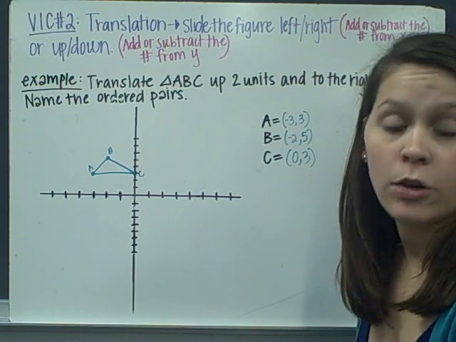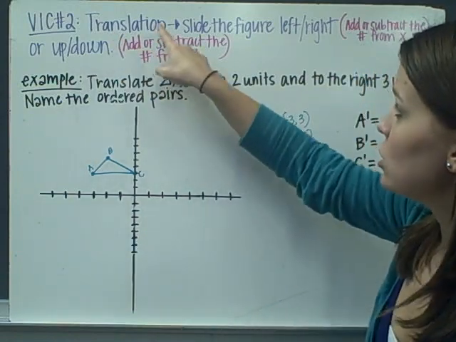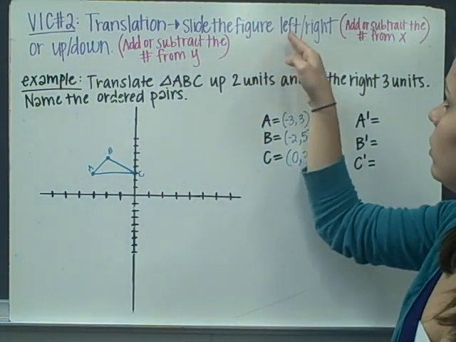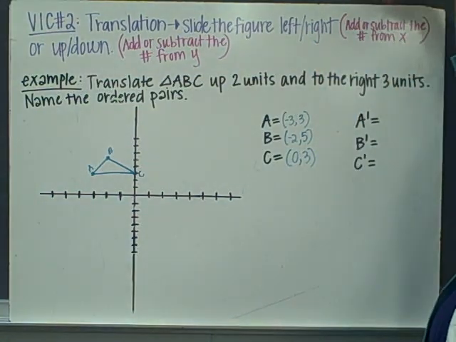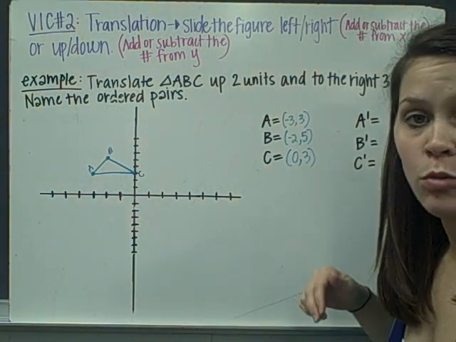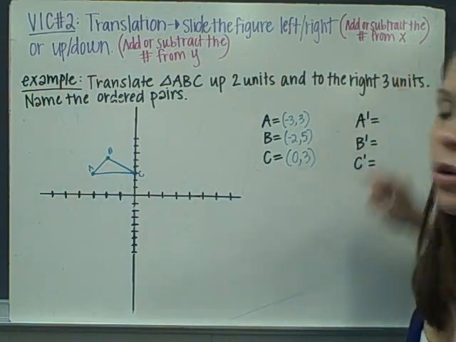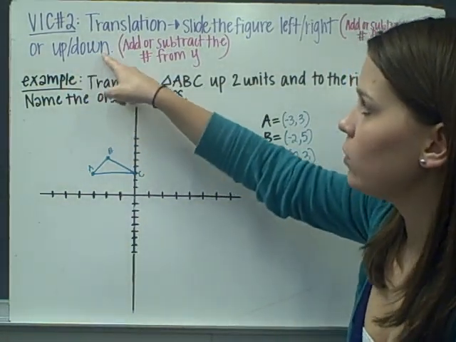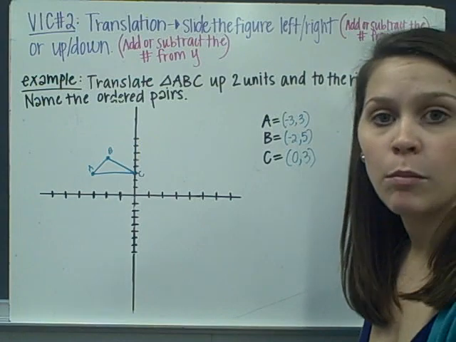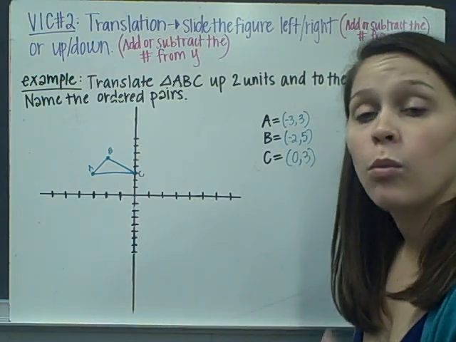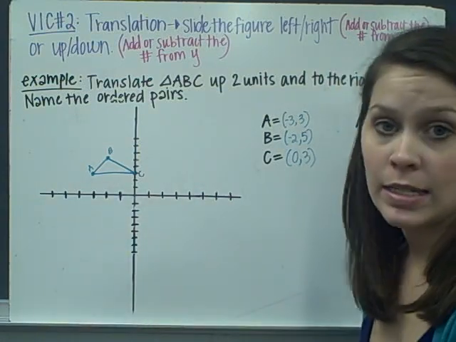Big number 2, sorry. Translations. So you're either sliding the figure left or right. If you do that, you would either add or subtract the number of units you move it from the x values. Or it goes up and down, and you would add or subtract the number of units from the y value. So let's look at an example.